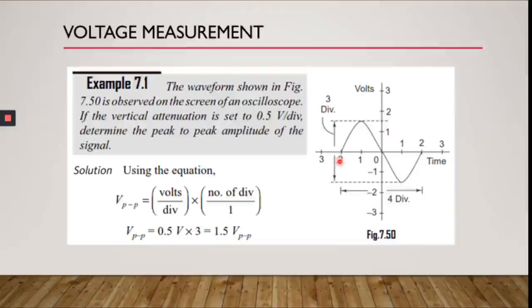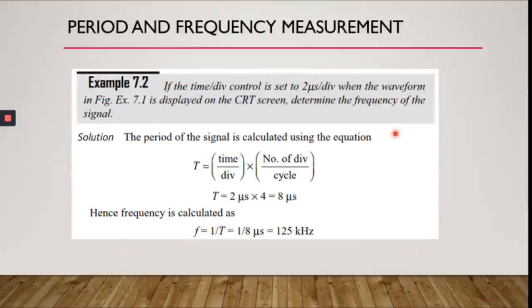Now for the time it takes for a complete cycle, 1 complete cycle is 4 divisions. So 1, 2, 3, 4 for it to have a complete cycle. Let's look at example 7.2. If the time per division is set to 2 microseconds per division, that means one box there is 2 microseconds. So you multiply by 4, you get 8 microseconds. And to get the frequency, you simply divide 1 over the value of the period, 8 microseconds, to get a frequency of 125 kilohertz.